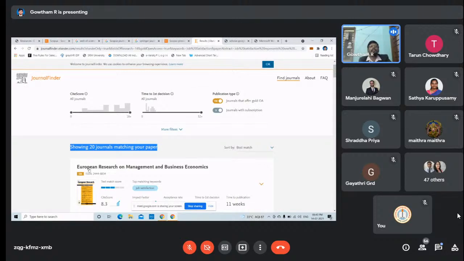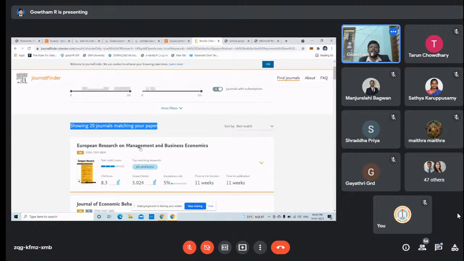See, the first journal which comes here is European Research on Management and Business Economics. The CiteScore given is 8.3. Impact factor is given, very good, 5. In Scopus it is getting 5, very well appreciable. See the acceptance rate. That's what I say, Scopus journals don't accept in bulk quantities. The acceptance rate is only 5%. What does this 5% mean, sir? If they receive 100 papers, they are accepting only 5 papers. So they are accepting only 5% of papers.